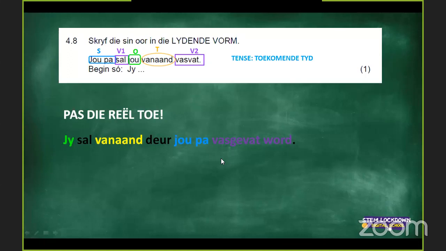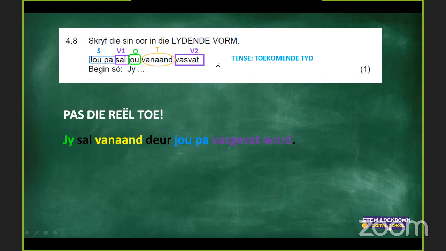The verb that I've given you is one of those split verbs, a deeltjie werkwoord, a skeibare werkwoord. It's one of those verbs in the present tense, it splits up, and in the past tense and in the future tense, it comes together. So the present tense of this would be jou pa vat jou vanaand vas. So if a verb can split up, then the ge is going to go to the middle. Okay, so vas ge vat, and I have to remember that I need to add the word at the end, because it's in the future tense.